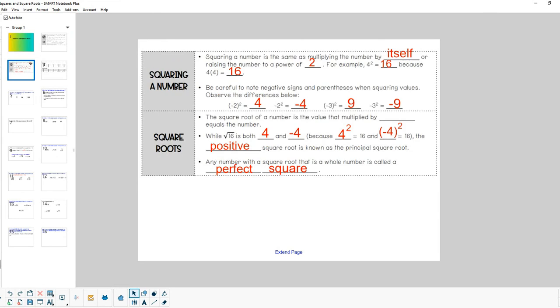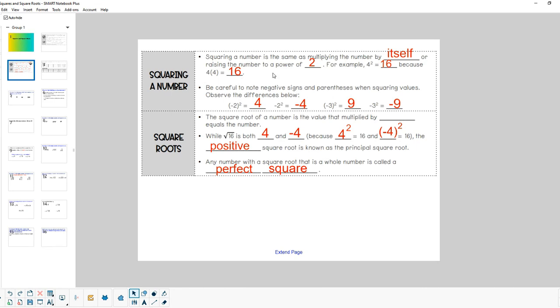First of all, squaring a number is the same as multiplying the number by itself, or raising the number to a power of 2. For example, 4 squared just means 4 times 4, and it equals 16, as we've illustrated in this little phrase here.